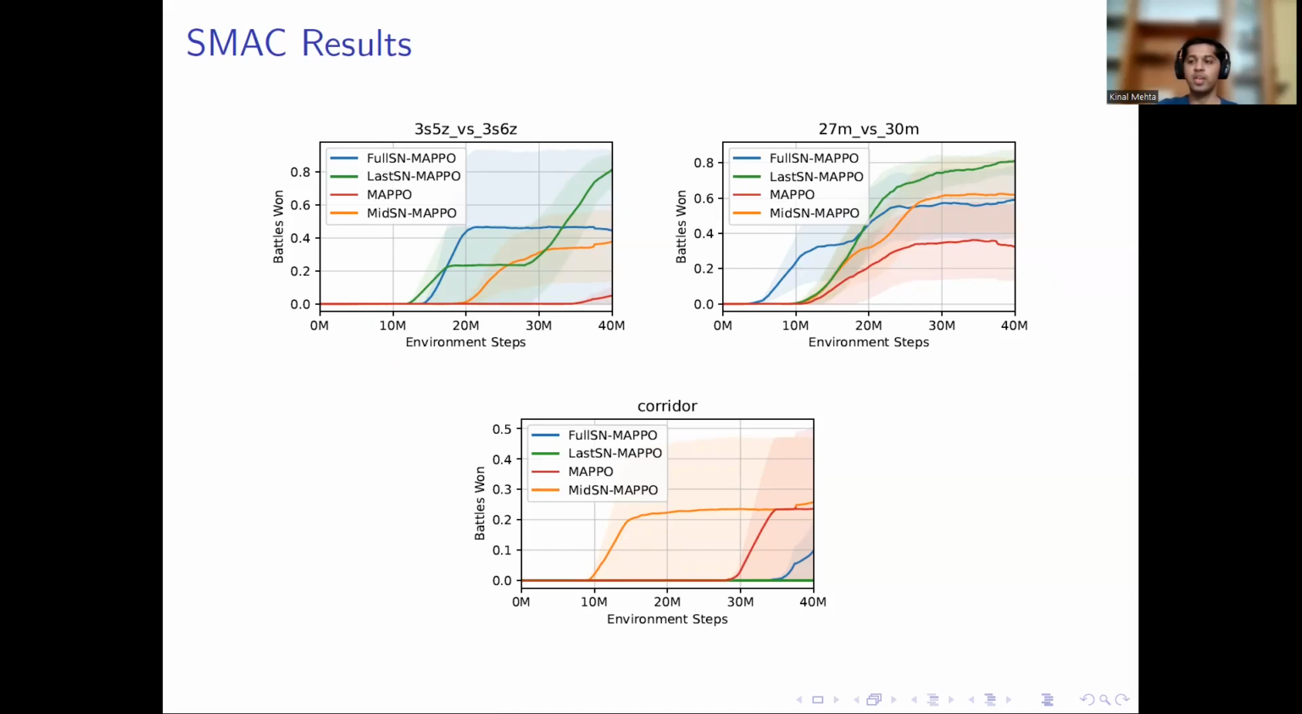Next, we look at 27M versus 30M, where we compare the performance when the number of agents is very large, which is 27 in this case. Here as well, last SN MAPPO shows the best performance, followed by mid SN MAPPO. Corridor is a special scenario where the agents need to find a specific attack strategy and have to be careful not to be surrounded by the enemy units. Here, we observe that last SN MAPPO and full SN MAPPO perform really badly, whereas mid SN MAPPO converges really fast compared to the standard MAPPO, even though the final performance is almost the same.